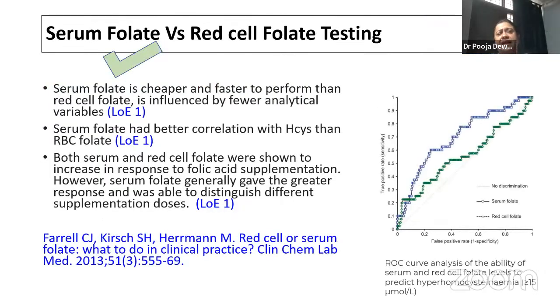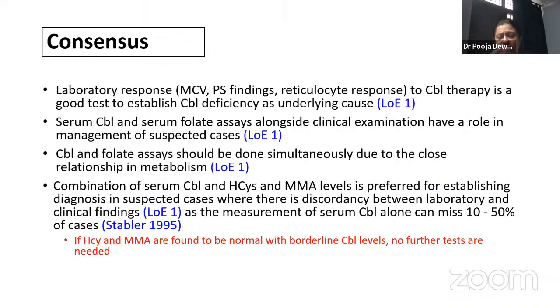And there is a meta-analysis which compares serum folate and red cell folate. Although red cell folate is considered to be suggestive of a long-standing folate deficiency, the conclusion was that serum folate was better than red cell folate. It really didn't offer any advantage, and serum folate had a better correlation with homocysteine. The conclusion would be that in most cases, your serum folate is preferred and there is no need to go in for a red cell folate.